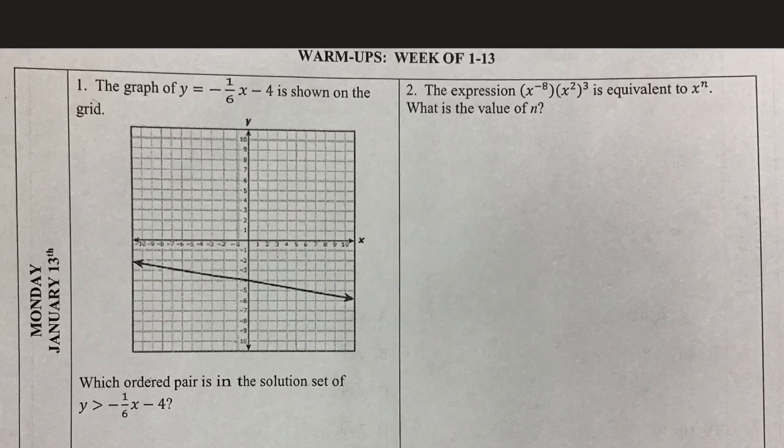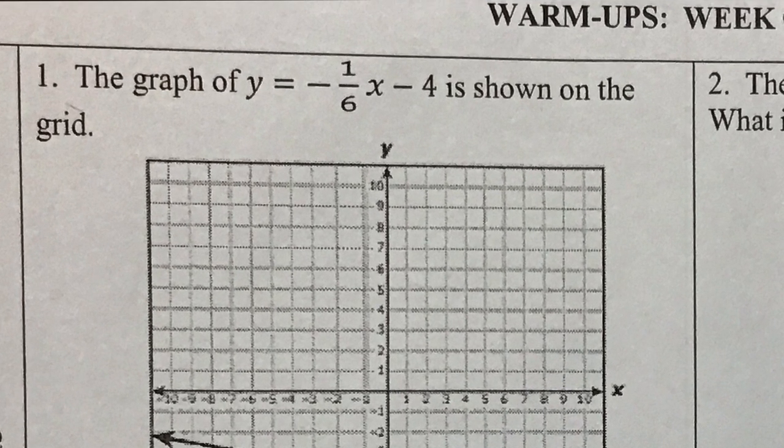Okay, before we get into the lesson itself, let's look at these two warm-up problems from beforehand. Okay, number one says we have a graph, negative 1/6 x minus 4. Right, so some things about the graph. We have a slope of negative 1/6, right? That's this part. This is the slope. And this is your y-intercept, so it crosses your y-axis at negative 4.